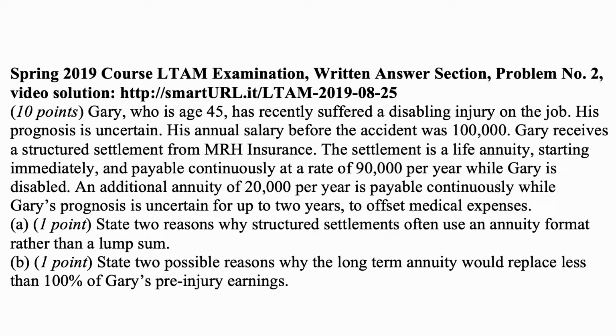Here's problem number 2 from the last spring 2019 exam LTAM. In problem number 2 in the written answer section, Gary, who is age 45, has recently suffered a disabling injury on the job. His prognosis is uncertain. His annual salary before the accident was $100,000. Gary receives a structural settlement from MRH Insurance. The settlement is a life annuity starting immediately and payable continuously at the rate of $90,000 per year while Gary is disabled. An additional annuity of $20,000 per year is payable continuously while Gary's prognosis is uncertain for up to 2 years to offset medical expenses.